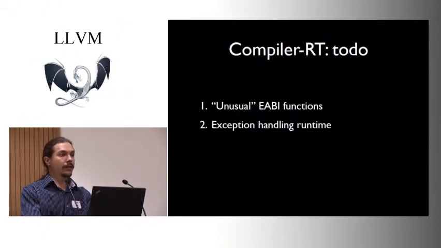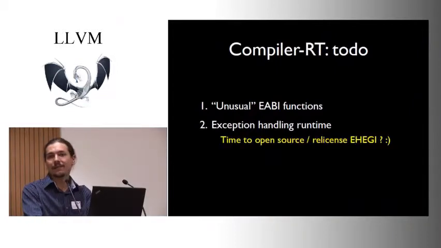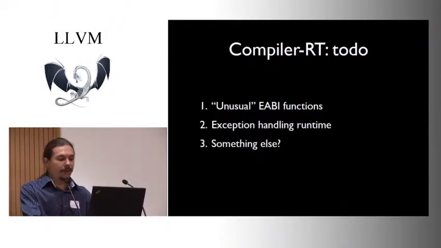Surely such a compiler support library should contain an exception handling runtime, a runtime which does all the DWARF parsing, unwinding, all this stuff. We need to have such a runtime inside compiler RT. Well, probably it's time to change the license of the example exception handling unwinding library which is available at ARM. Maybe there is something else I forgot, but it seems to me that the compiler RT to-do list more or less consists of these two points. If I'm mistaken, just let me know.